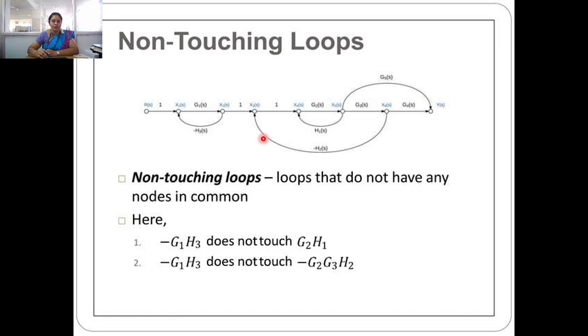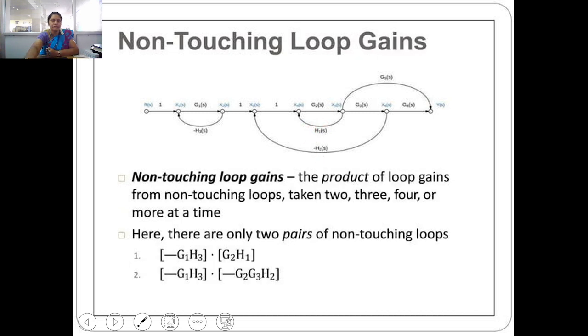And how to find the non-touching loops? Here there are one, two, three loops available, which are not touched, meaning this one is not touched, and this one is not touched. These two loops are touching together because in the same direction the loops are inner and outer path. And to find the non-touching loop gain, it is this value into this value, again this value into this value. Both are negative feedback, so your answer is positive.